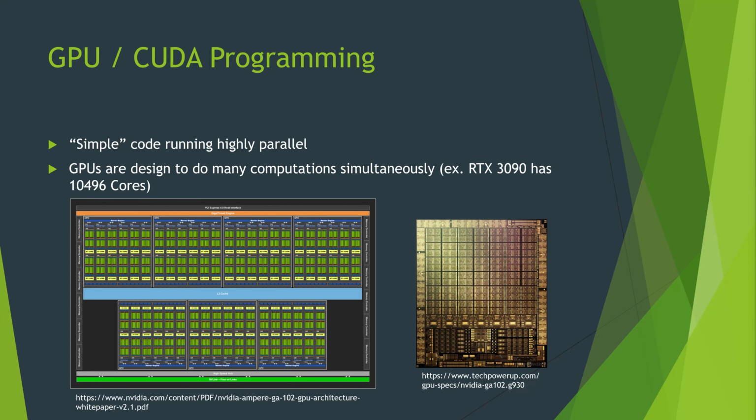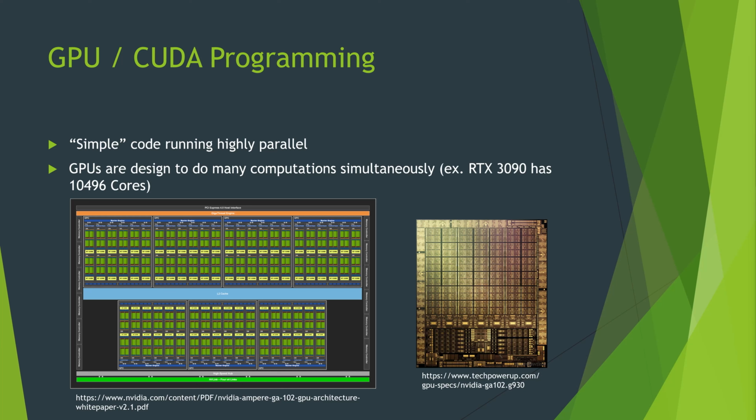Basically what this means is that a simple single code is running highly parallel. A GPU is designed to do many computations simultaneously, so basically do the same operation on many values. For example, an RTX 3090 has 10,469 cores, in comparison to, let's say, 8 hyperthreading cores.